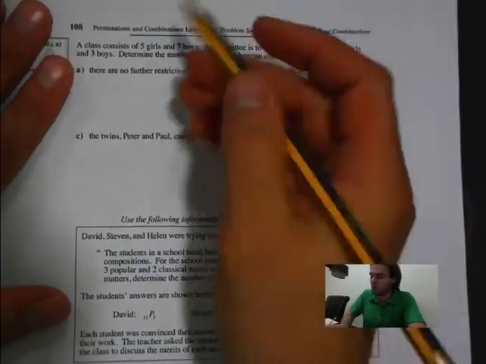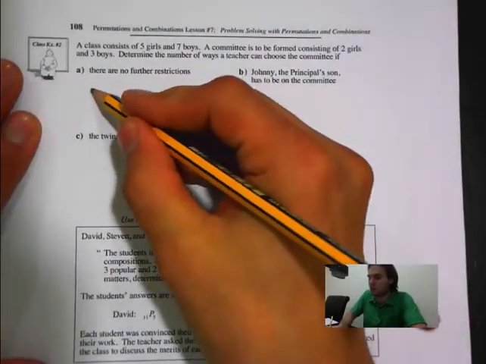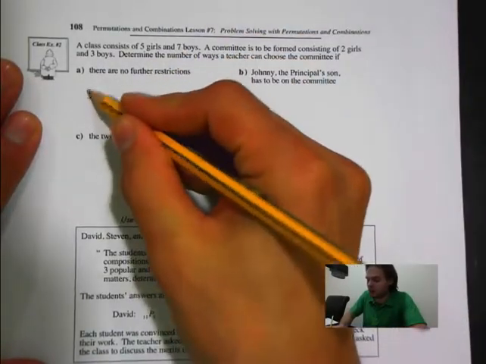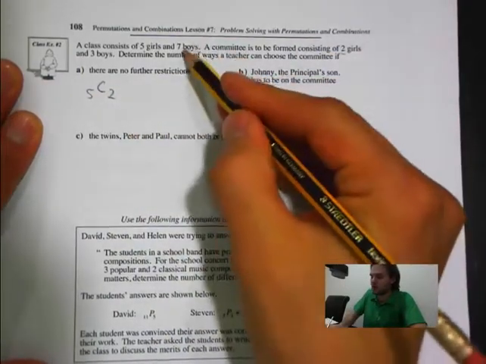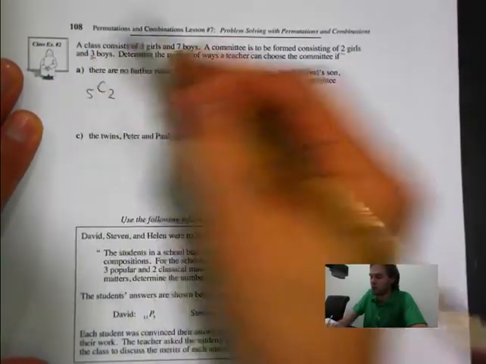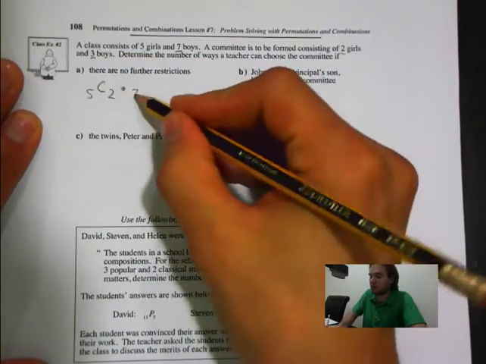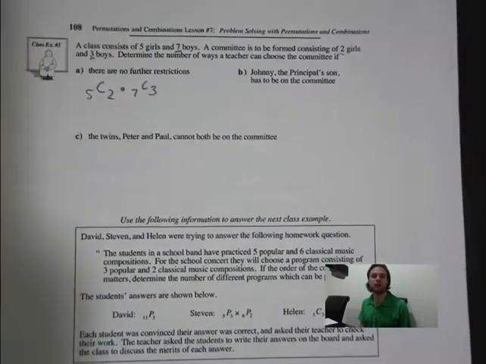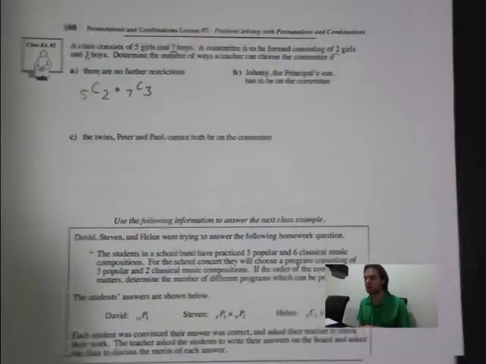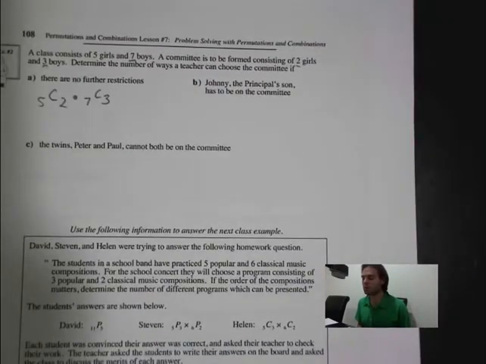So it's simple. Out of 5 girls, we are choosing 2. And out of 7 boys, we are choosing 3. As soon as we say and, we multiply. So that's all we have to do. We plug it into our calculator and we'll get our answer.